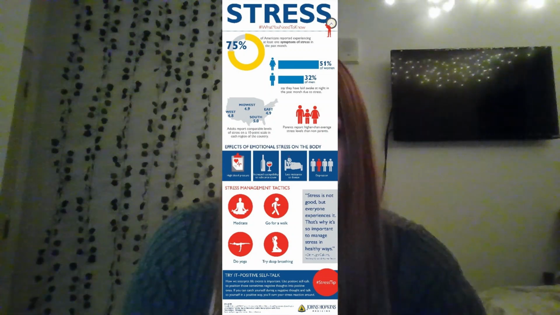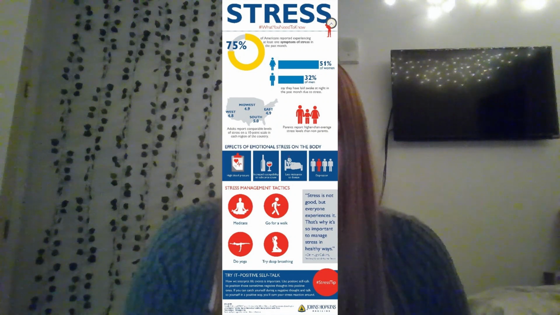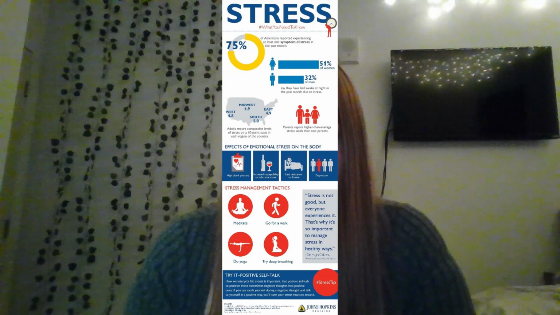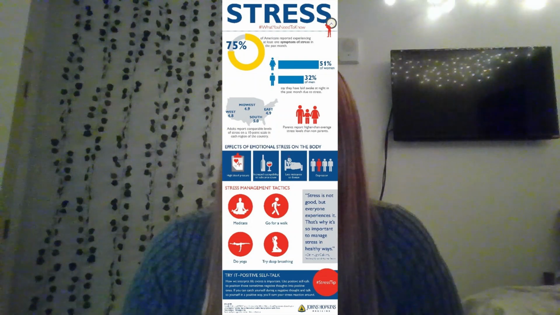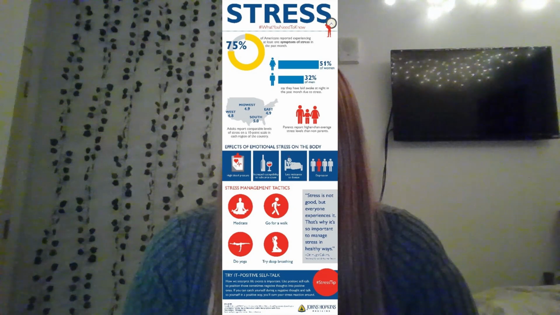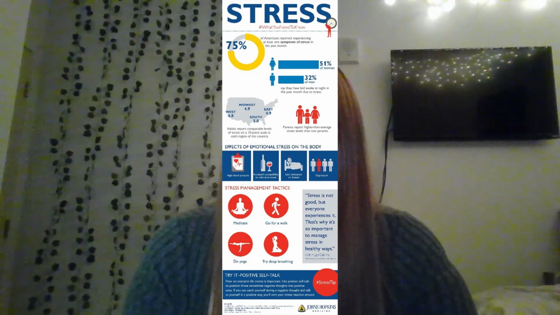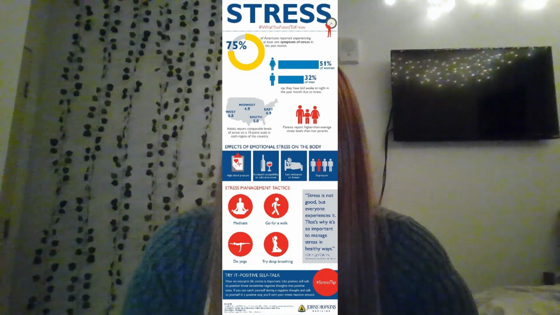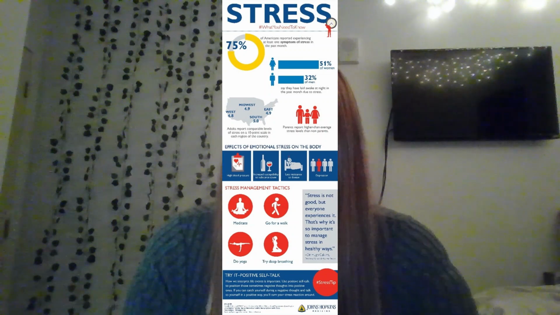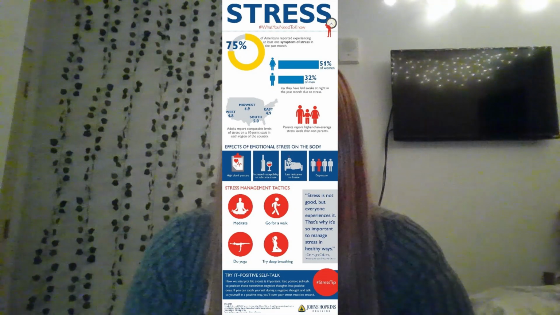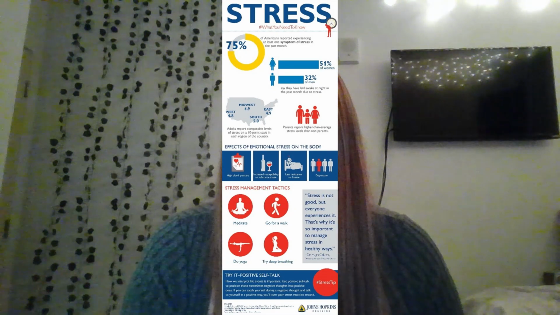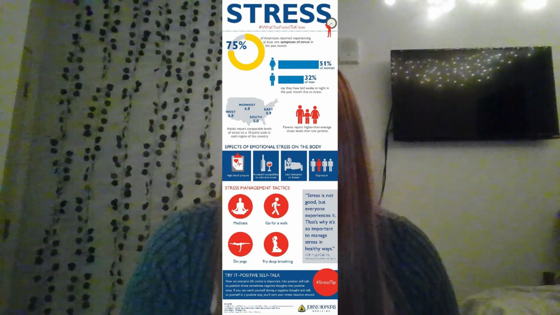As discussed in class, the elements of hierarchy are shown in this infographic, as there is a lot of emphasis on the statistics compared to the effects of stress or management tactics. The intended audience is for anyone looking to learn more about stress in general. This is because it covers almost all areas of stress, including statistics on stress in the United States, effects of stress on the body, and stress management tactics.